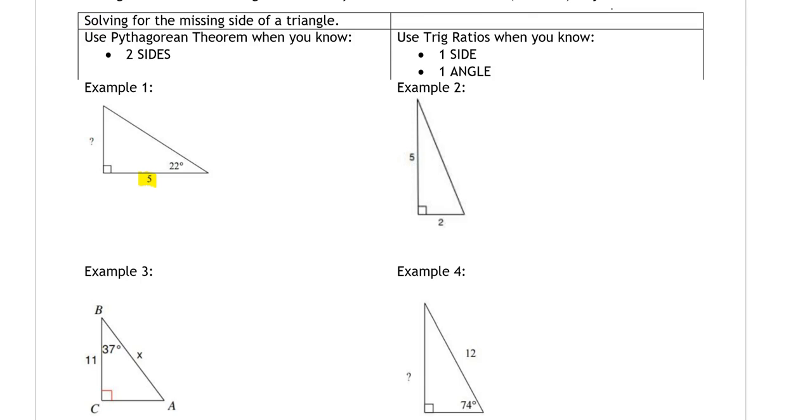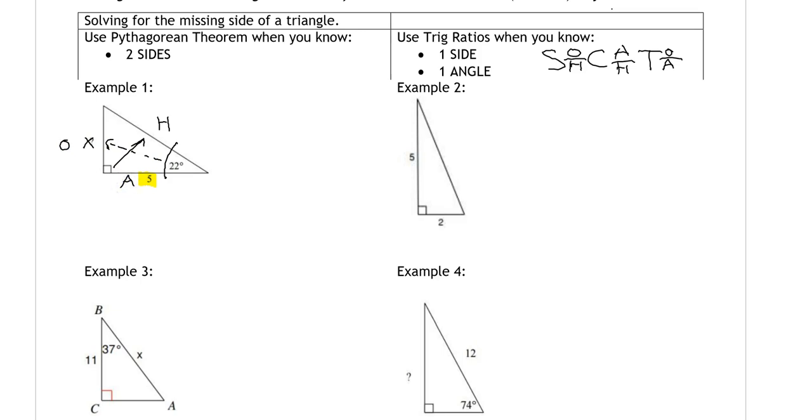For using trig ratios, the first thing I need to do is find my angle. There's my given angle. And I'm still going to start by labeling my sides. Trig ratios means we're using SOHCAHTOA. Remember, what I'm looking for is this x. So I have my hypotenuse, I have the opposite side, and I have the adjacent side.